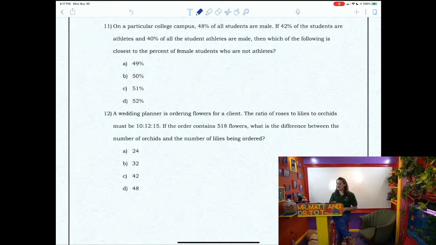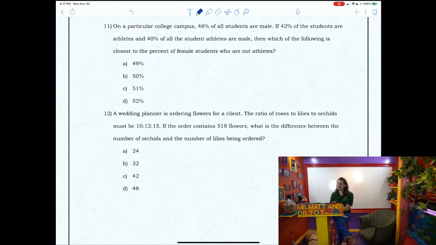Question 11 asks, on a particular college campus, 48% of all students are male. If 42% of the students are athletes and 40% of all student athletes are male, then which of the following is closest to the percent of female students who are not athletes?